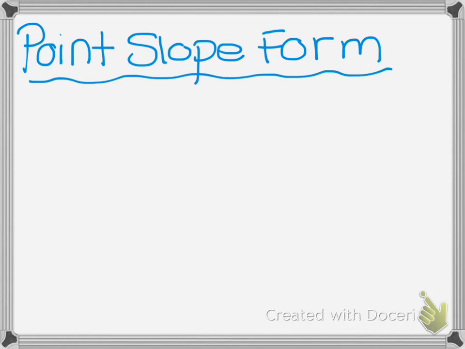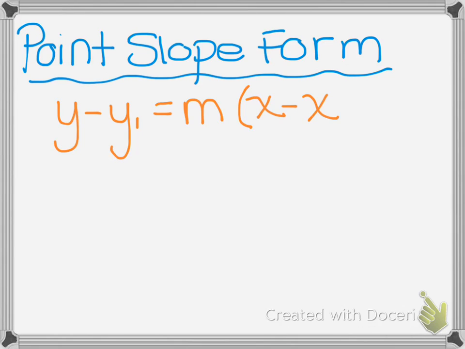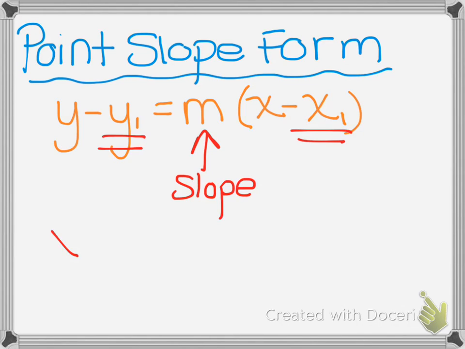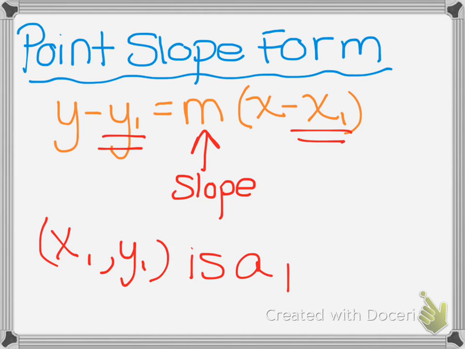Point-slope form is another form of a linear equation, and it looks like this. You have y minus y sub 1 equal to m times x minus x sub 1, where m is the slope, just like it was in slope-intercept form, and the x1 and y1 together is from a point on the line.